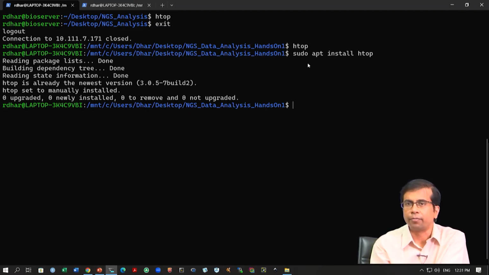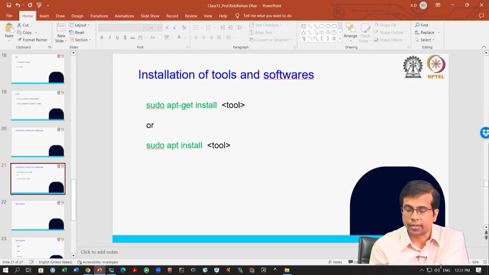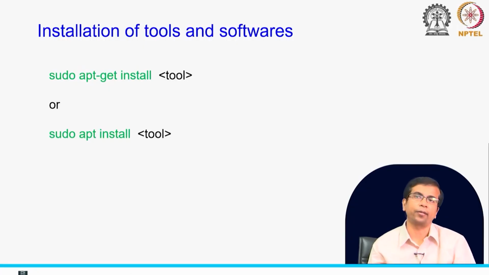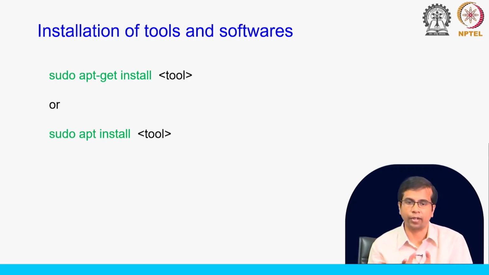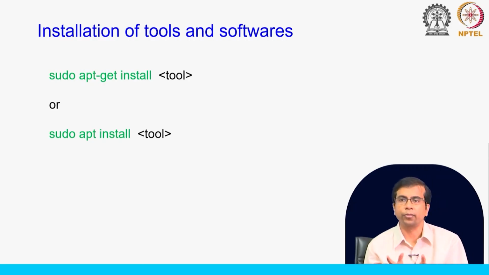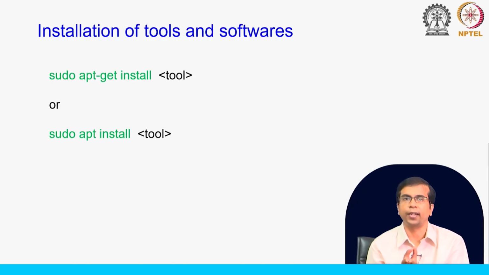It is a very simple step. For many tools in Linux, you just say sudo apt install htop as long as you have the sudo permission. So these are some of the commands that are very useful in brief. There are of course many more commands, many more utilities that you can use through the command line, but those you can learn later. This will be enough for NGS data analysis.